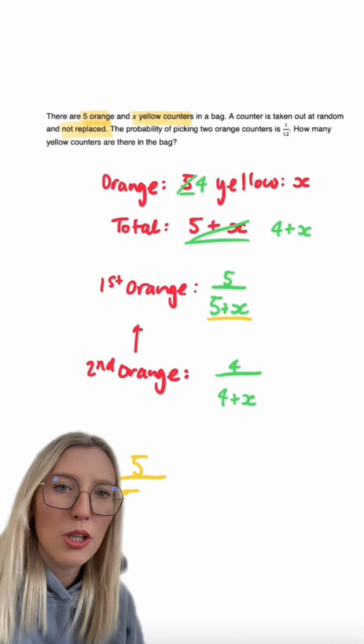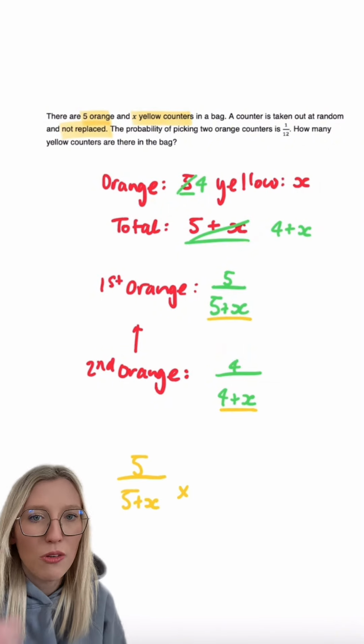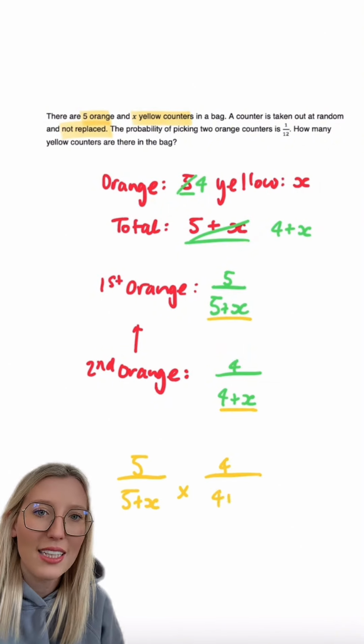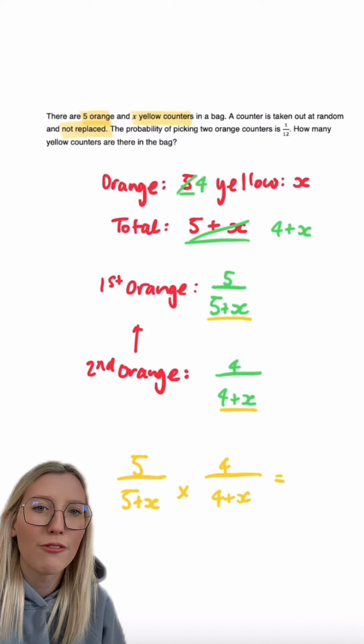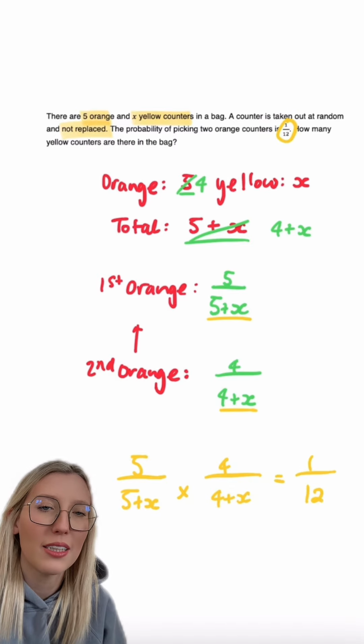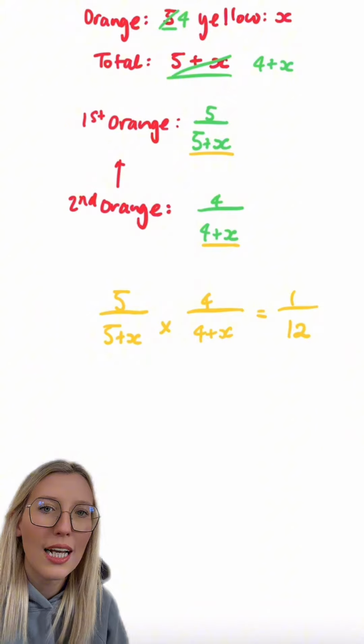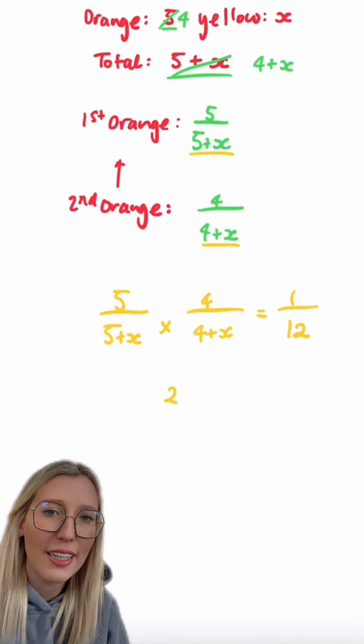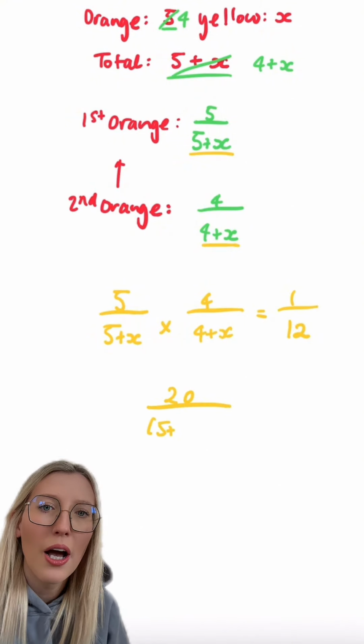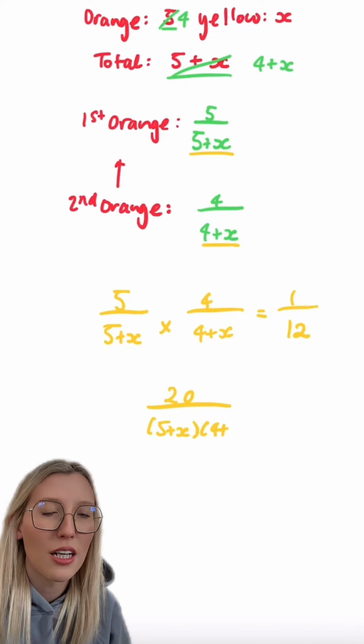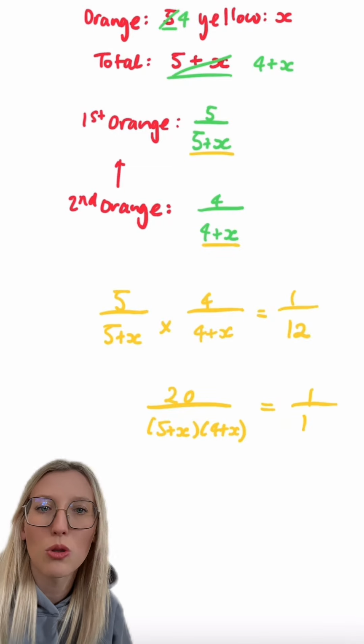So now all we need to do is go ahead and multiply these two together. So we've got 5 over 5 plus X times 4 over 4 plus X, and that's going to give us our probability of 1 over 12. Let's just multiply these through. So we get 20, doing our 5 times 4 on the top, over (5 plus X)(4 plus X), and that equals 1 over 12.